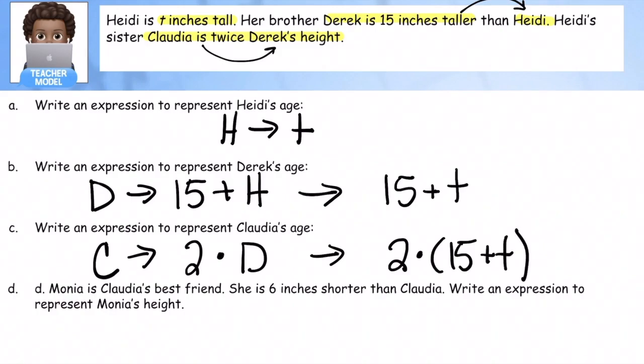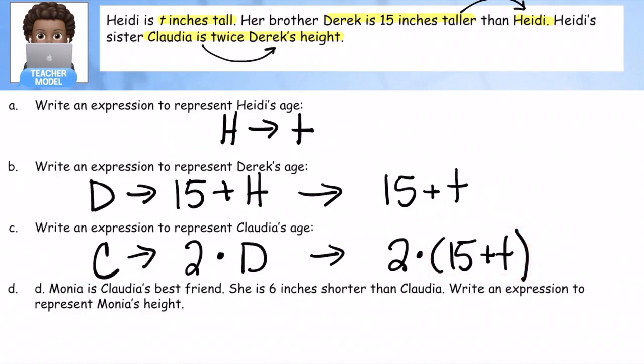And what I love about these problems is they always start with a key. Like, here's our starting point. We knew Heidi's height was T, so that was easy. And once we knew that, we were able to take that and do a substitution to find Derek's height, 15 plus T, since he was 15 inches taller. So it's an increase of 15 inches. And Claudia's was twice Derek's height, so it was 2 times whatever Derek's height was. And that's how we expressed it. 2 times 15 plus T. Or in parentheses, remember, just like the last time, times this entire part.